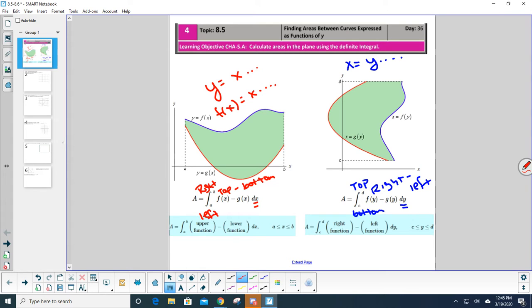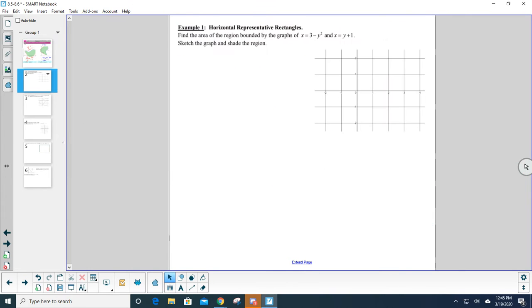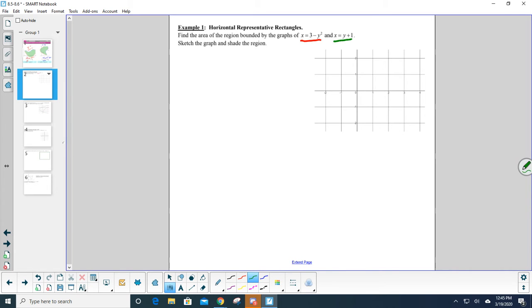So basically what I'm going to do today is 5 examples of this type of problem. The first one we're going to look at is find the area bounded by these two. Now notice you're just given two functions.